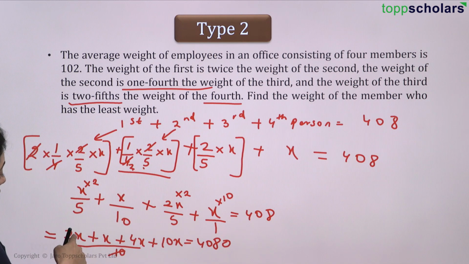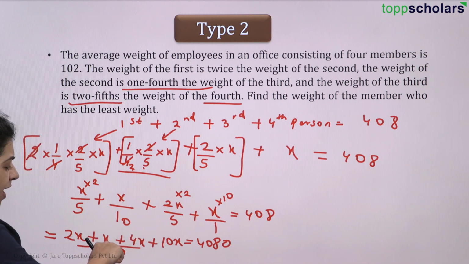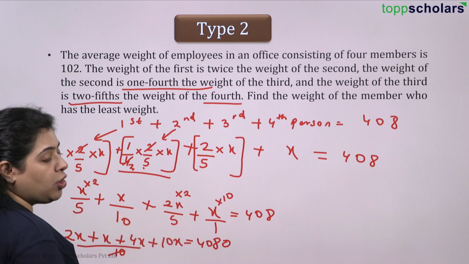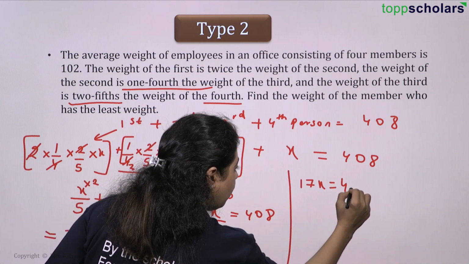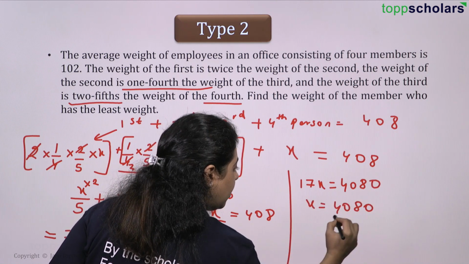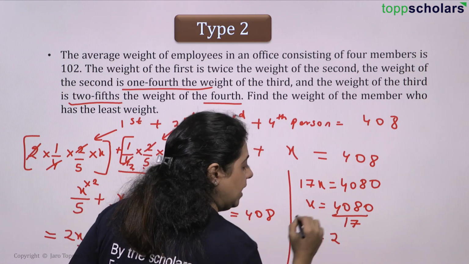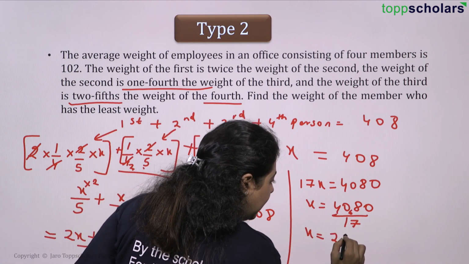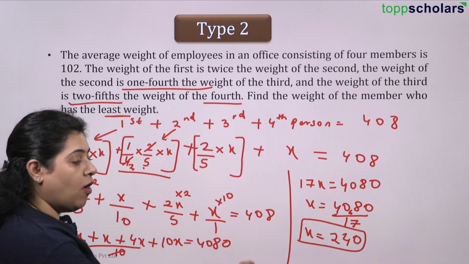Okay. Now 2x plus x plus 4x plus 10x. So 10 plus 4 is 14... 10 plus 5 is 15, 15 plus 2 is 17. So 17x is equal to 4080. We'll write it here. 17x is equal to 4080. So x will be 4080 divided by 17. So the value of x becomes 2. 17 into 2 is 34. We are left with 6. And 17 4s is 68. And the 0 here. So the value of x is 240.